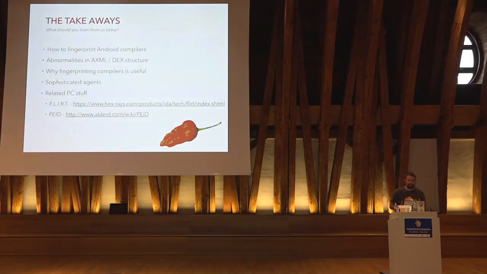So the takeaways today. How can you fingerprint Android compilers? What are abnormalities in AXML and in the DEX structure? We've given multiple talks in the past that dive really deep into this. We've discussed how you create packers and how you can try and evade different analysis tools. And basically, this was the culmination of all of that. And how can we detect these things, and how can we go really fast?